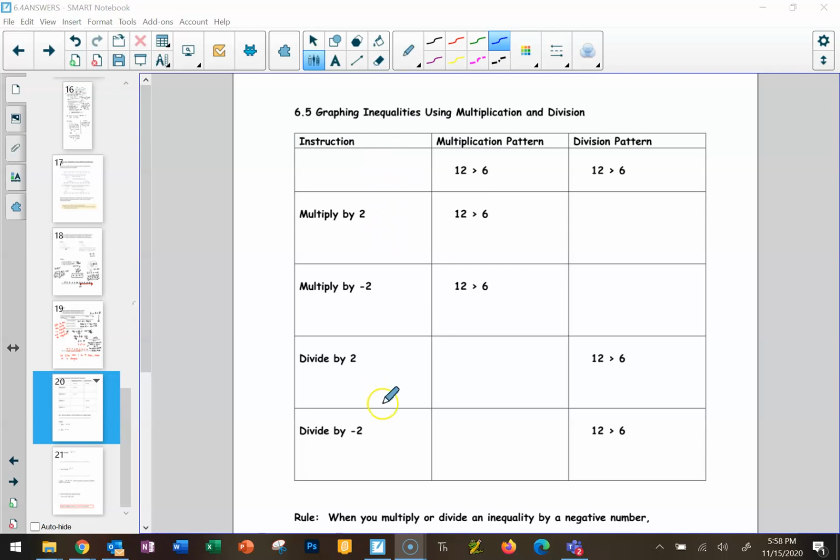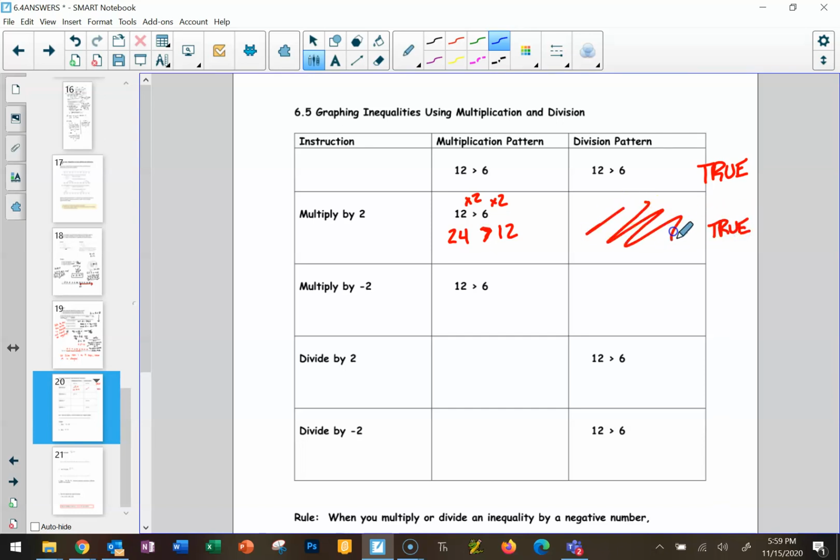Let's look at the instructions down here, and let's look at what we've got to start with. We've got our multiplication and we've got division. We've got a statement that is true and the same for both. We say that 12 is greater than 6, and that is true, right? So what happens if we multiply by 2? We multiply both sides by 2. 12 times 2 is 24, and 6 times 2 is 12. Does this still hold true, that 24 is greater than 12? Yes, it does. So it's still true.